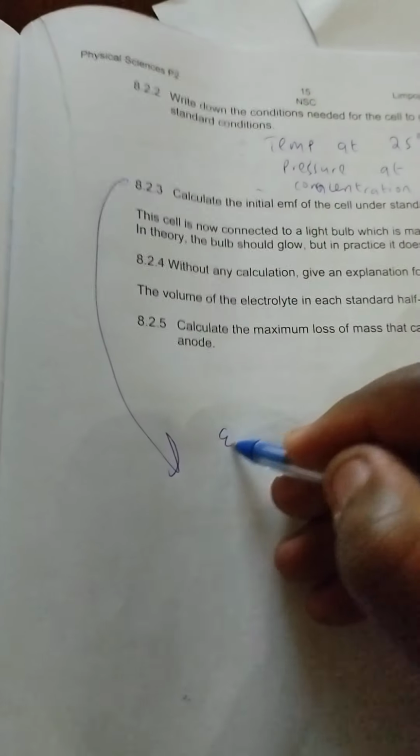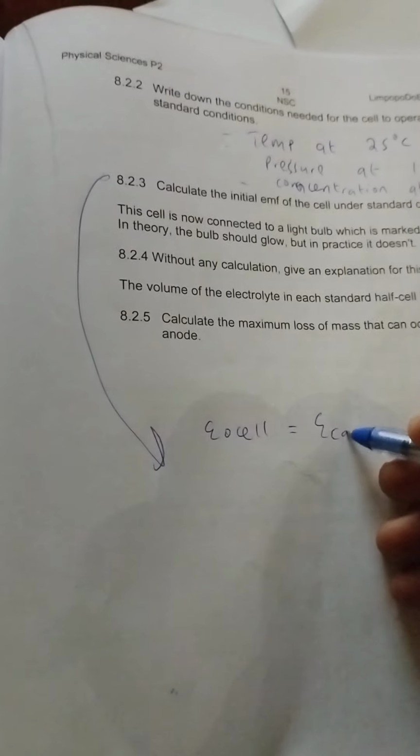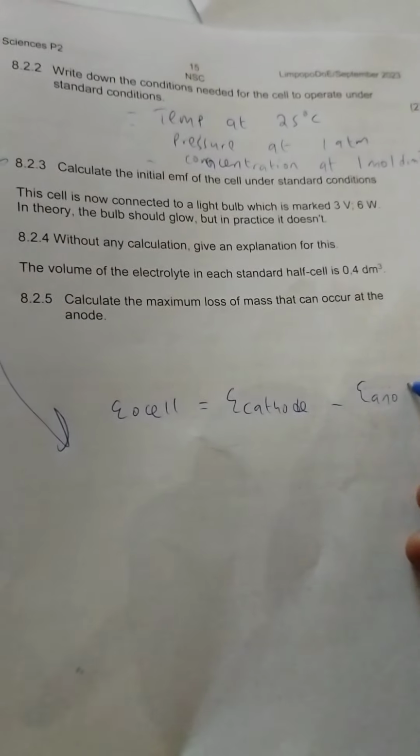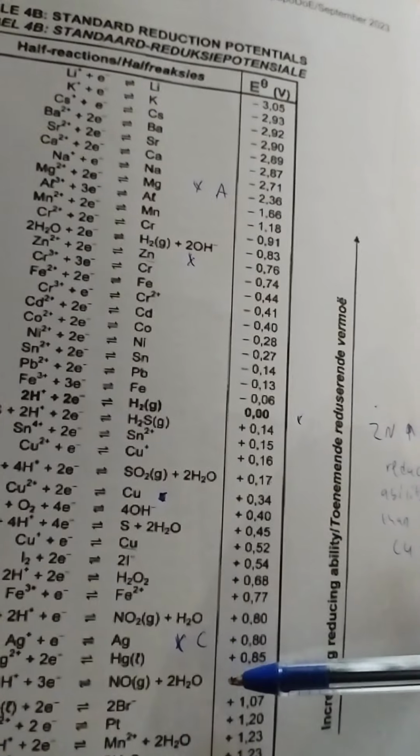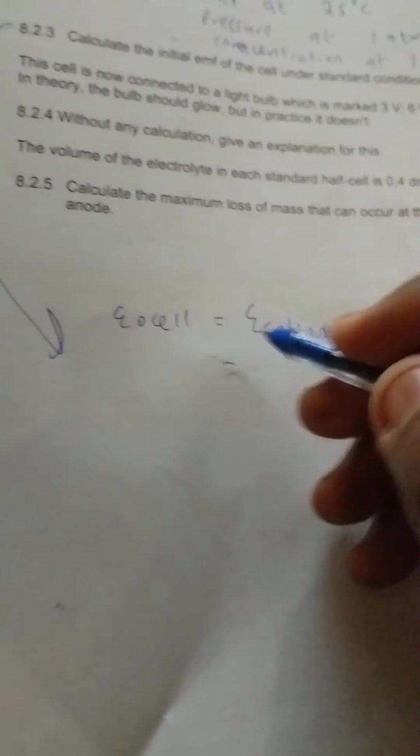Let's quickly have space here. They want us to find the initial EMF now. The formula is there on the formula sheet. So it's E cathode minus E anode. Remember, cathode will be our Ag. Ag was 0.8, and the other one was negative 2.36. So it's 0.8 minus negative 2.36. Just add the two of them now: 0.8 plus 2.36, that's 3.16 V. That is 4 marks, guys. This does get interesting and lovely.